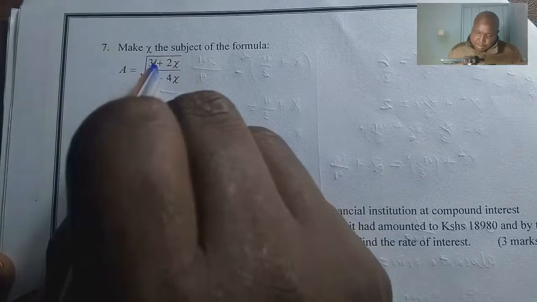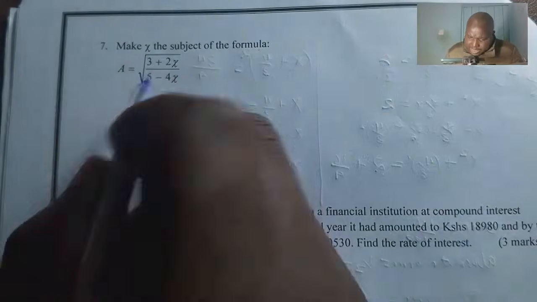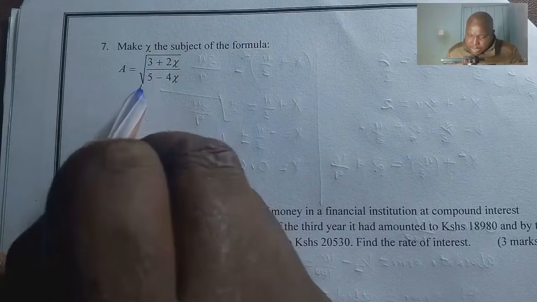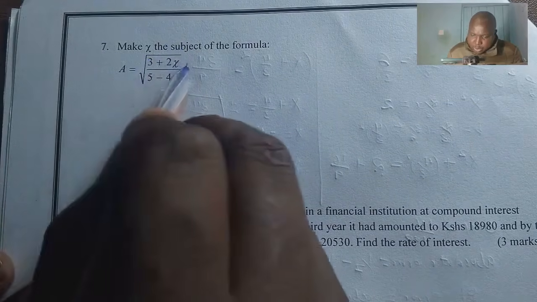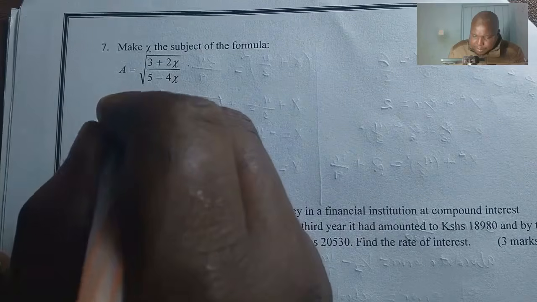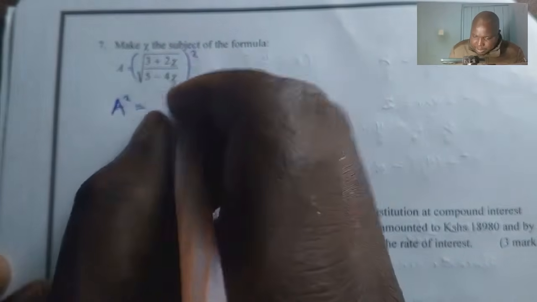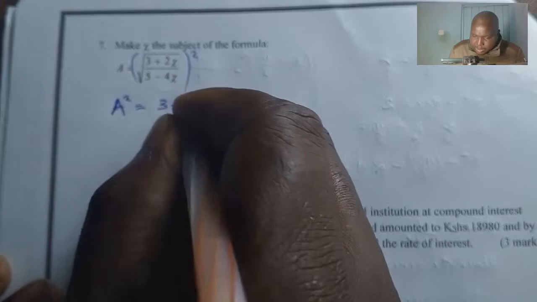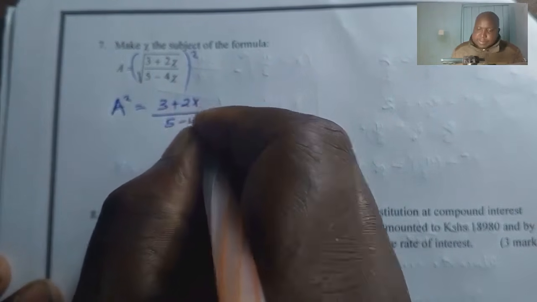Make x the subject of the formula. Since this is the square root, we will remove the square root by squaring both sides. So you square this side and this side. So a squared will be equal to, if you square here, the square root disappears, we will have 3 plus 2x over 5 minus 4x.